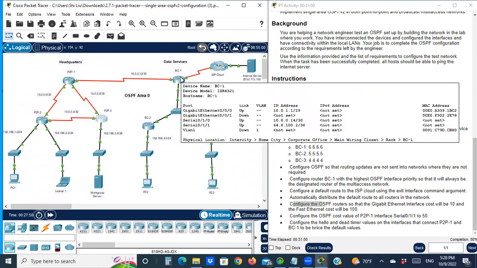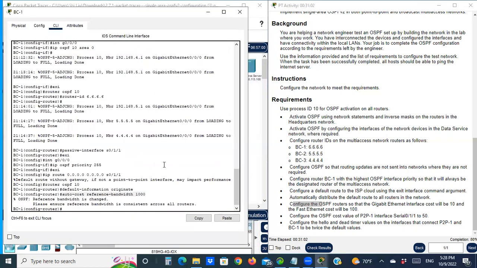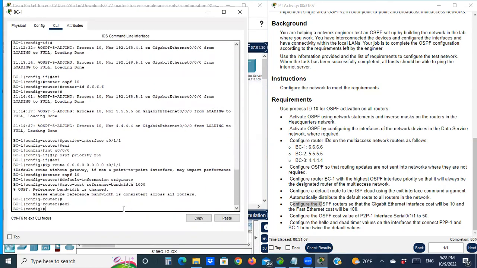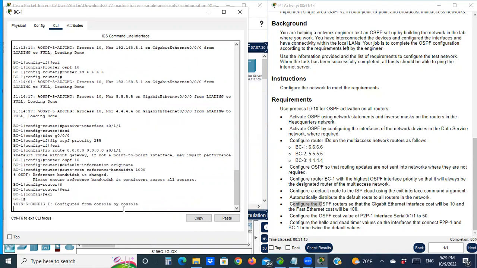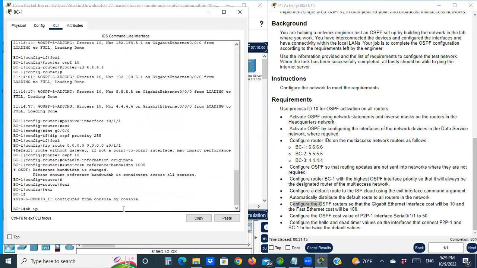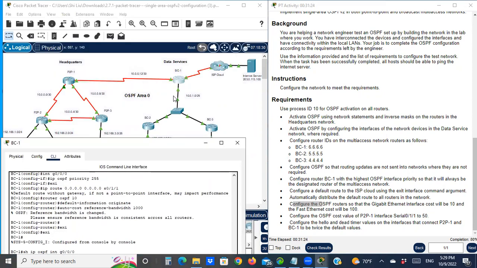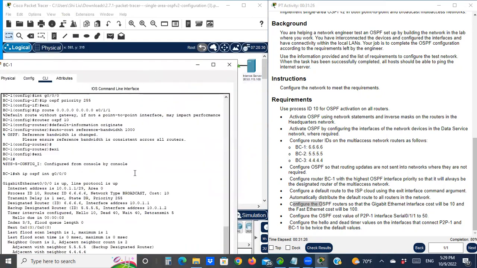Let's check the cost, I'm just curious. Show ip ospf interface on G0/0. Here, for this interface, the cost is 10. All right, good.